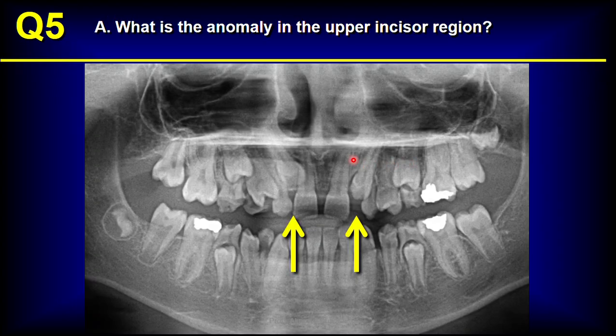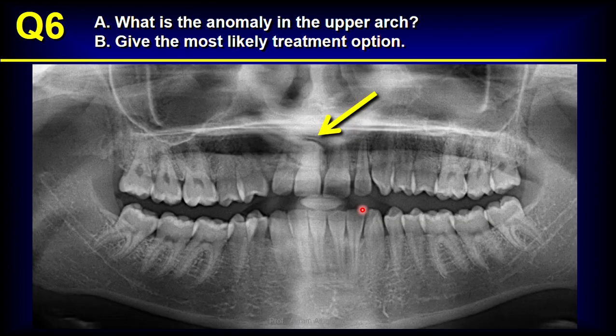The other type of question is the anomalies. What are the anomalies regarding the upper incisor region? Concentrating here, you'd notice that it's not the midline diastema that we're talking about, it's the congenitally missing lateral incisors associated with mesially drifted canines and retained deciduous teeth. The anomaly here is the impacted maxillary canine. What's the most likely treatment option? The treatment option is to surgically expose the canine and tract it downward.